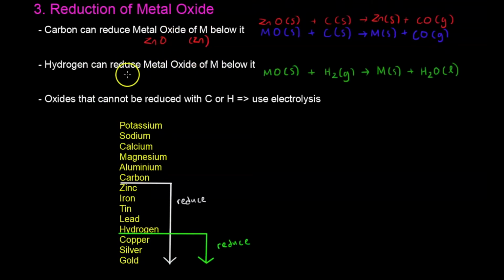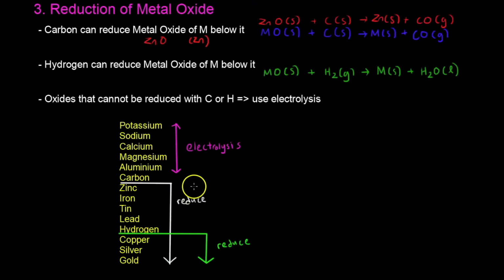Whereas hydrogen can reduce metal oxides of metals below it. So hydrogen can reduce copper oxide, silver oxide, gold oxide, anything that's below hydrogen. Then you can ask me, what about all these metal oxides above carbon and hydrogen? So what can I do with them? What you can do is electrolysis, which we will be talking about in a separate video. It's a standalone chapter of itself, electrolysis.